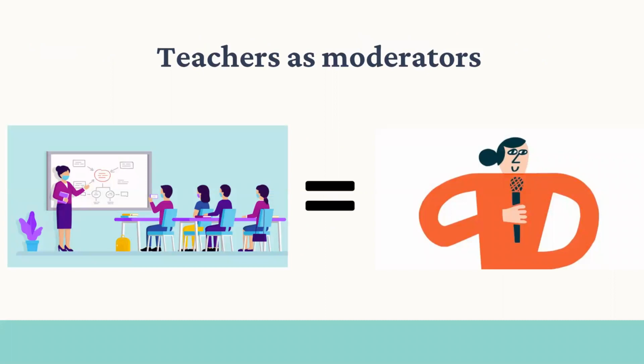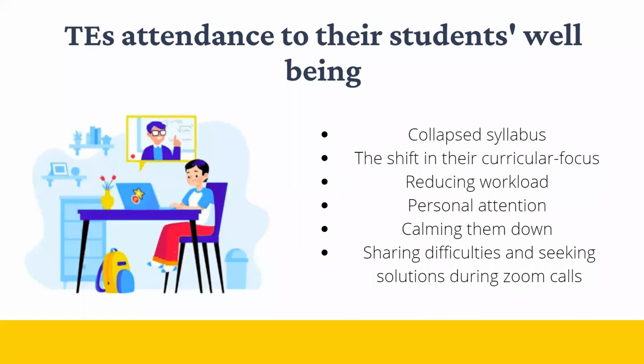Okay, so teachers served as moderators instead of only teachers. This situation of COVID-19 led teachers to serve as moderators, and they had to change the curriculum so they could attend to the students' needs. Not because they changed the curriculum, not because they shifted into online teaching, but because of the students' difficulties in coping with these situations. So what teachers did was reduce the workload, and they started paying more attention to the social emotional aspects of their students. Teachers also gave personal attention to them. They tried to calm them down and give some time to share the difficulties that they might have and seek solutions using Zoom calls.